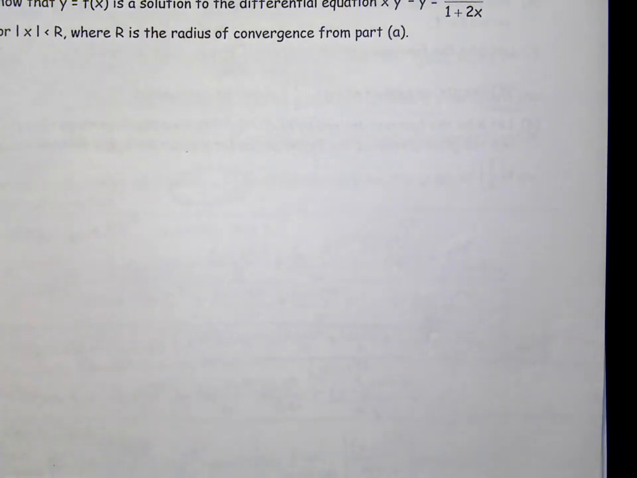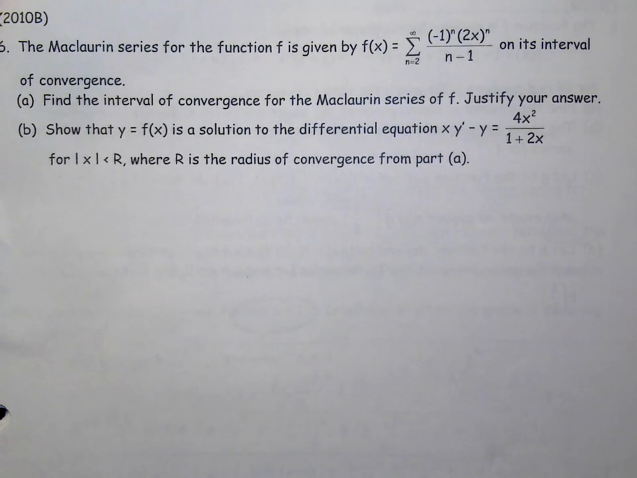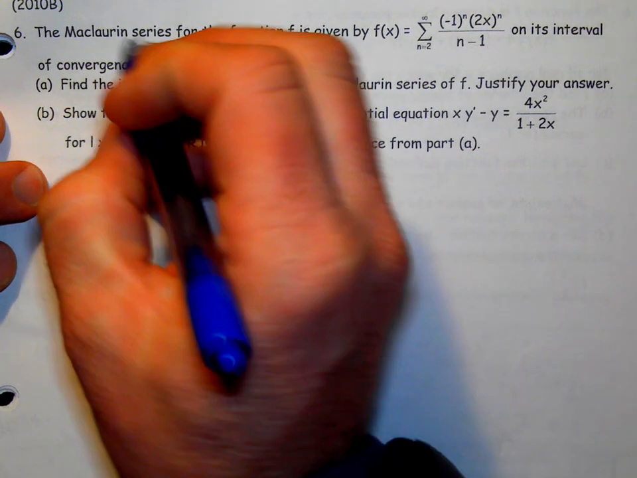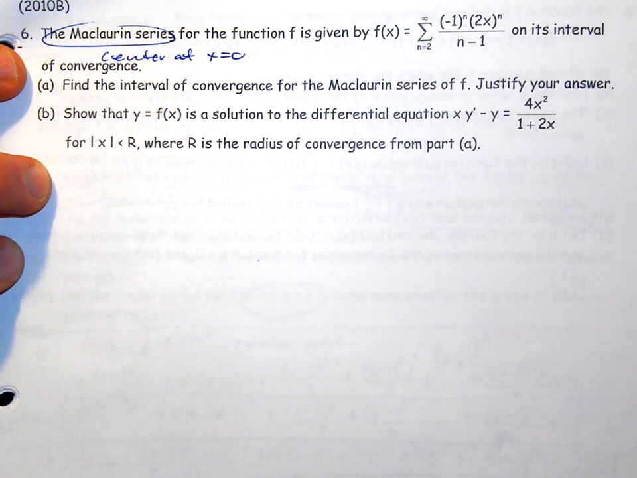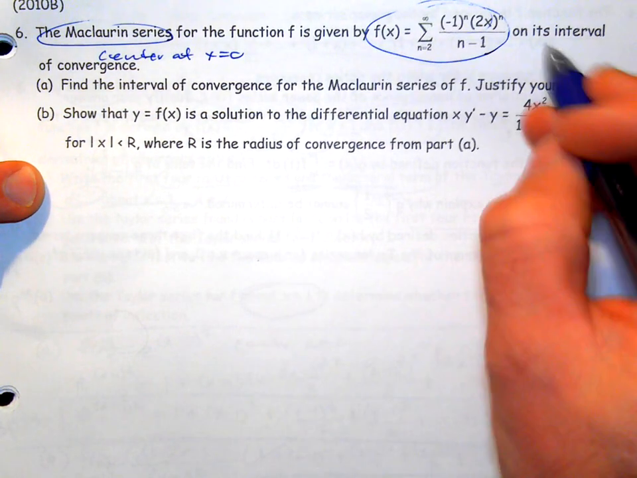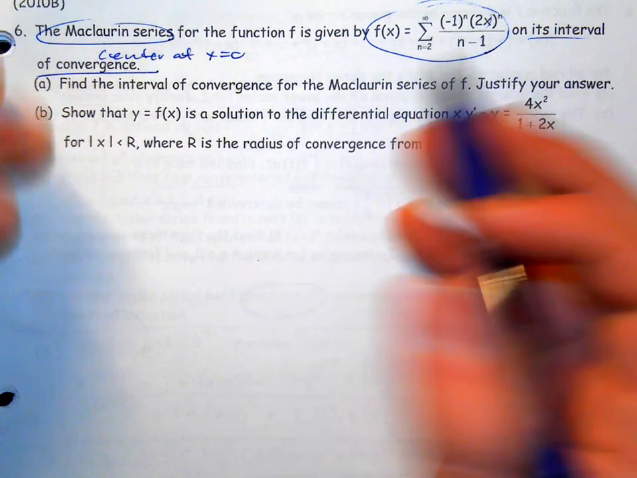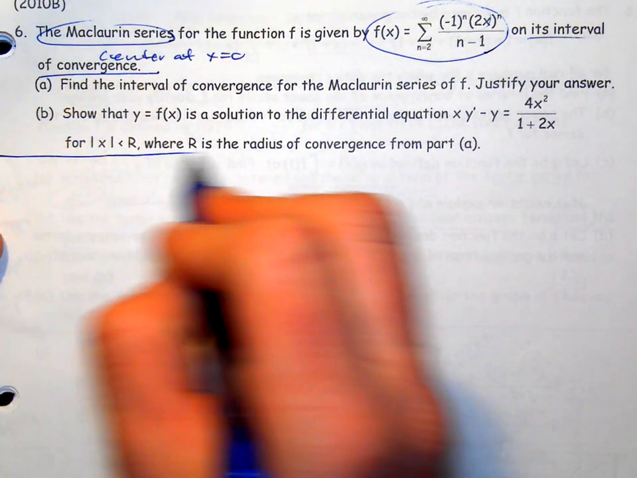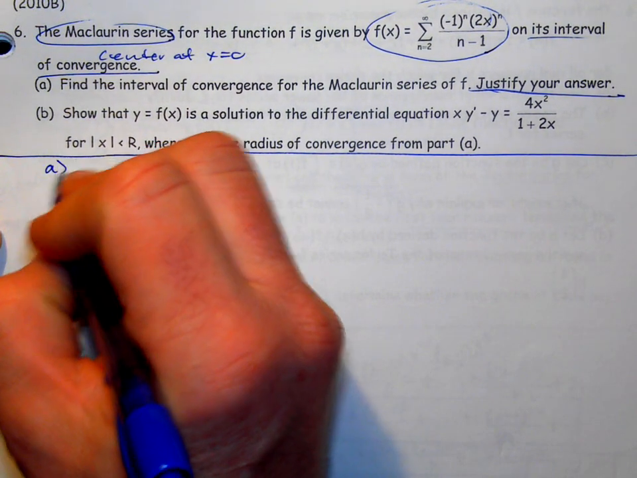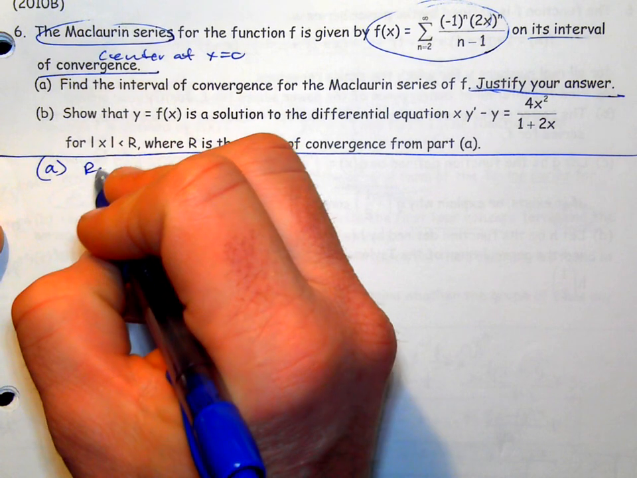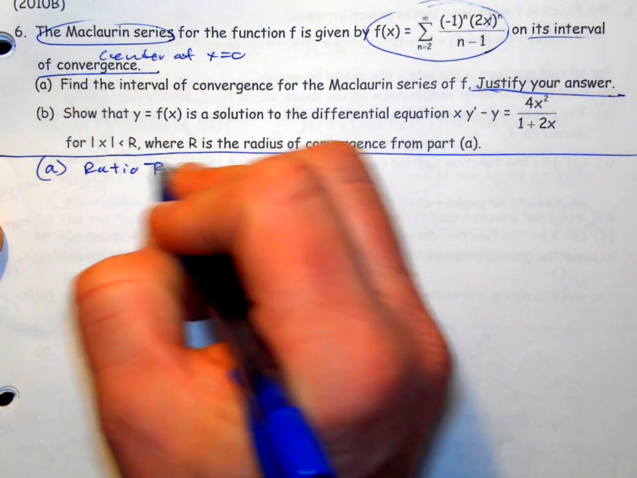All right, let's do another one. Maclaurin series, so you know it's centered at x equals 0, where function f is given by, so they give you the closed form, on its interval of convergence. A, find the interval of convergence. Justify your answer. Show your work. So far this sounds a little more straightforward than the last ones.